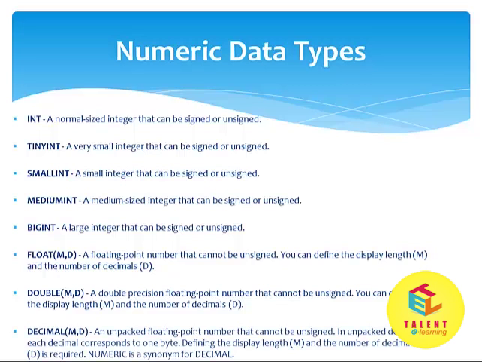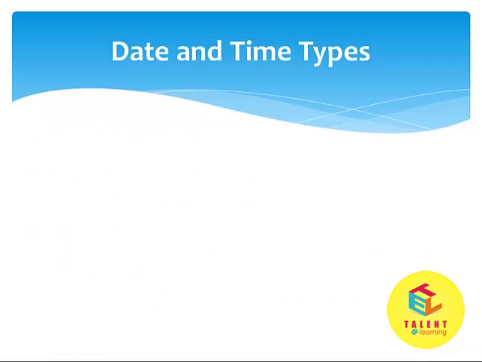Decimal. It is an unpacked floating point number that cannot be unsigned. These data types are used to store information in numeric format. Date and time types.